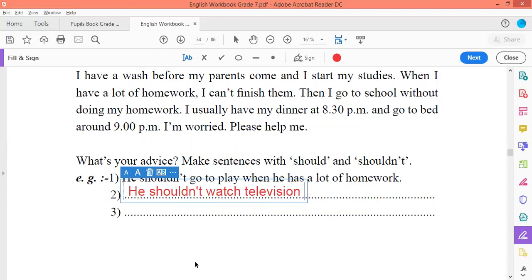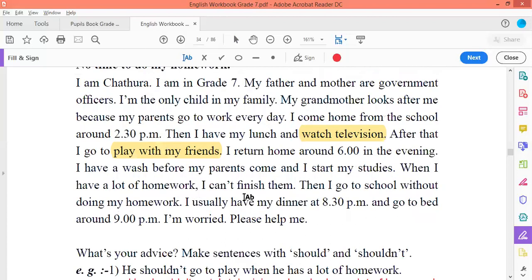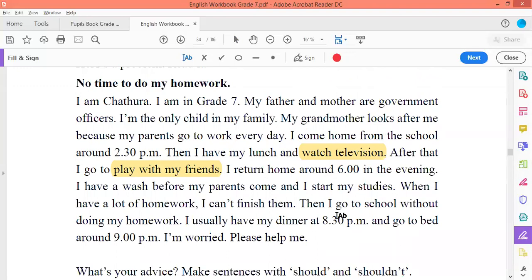Let's write that also. We can't say someone shouldn't watch television, but we have to give the condition when he has a lot of homework. Okay. Now let's try and find another problem that he has. Now going to bed early, having dinner early is good. So we can't comment on that. What else can we say like he should be doing?